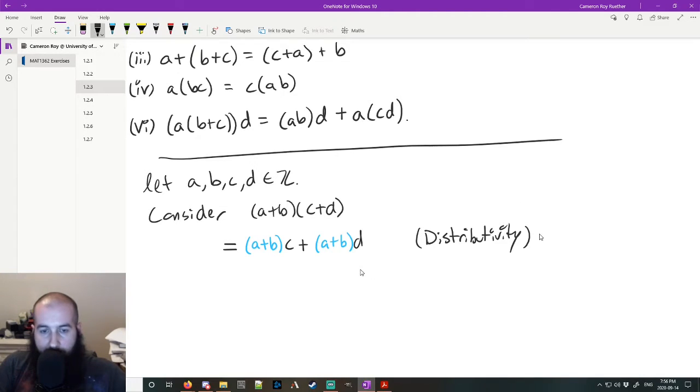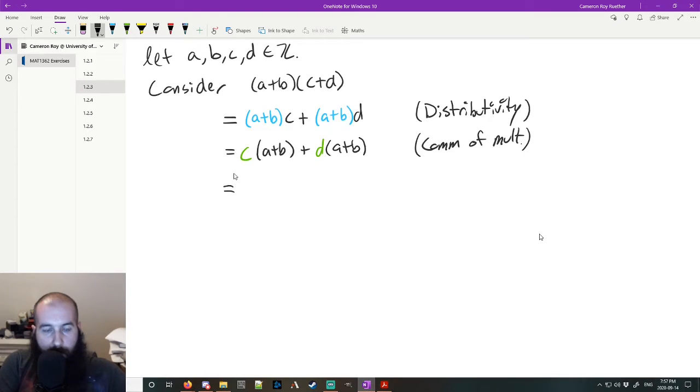Now that we have it in this form, we would like to distribute the c into the a plus b and the d into the a plus b, but the axiom of distributivity only applies from the left. So first we need to use some commutativity. So first I'm going to write it, I'll go in green now, c times (a + b) plus d times (a + b). This is commutativity of multiplication, because this is a multiplication that we're switching the order of, and same here.